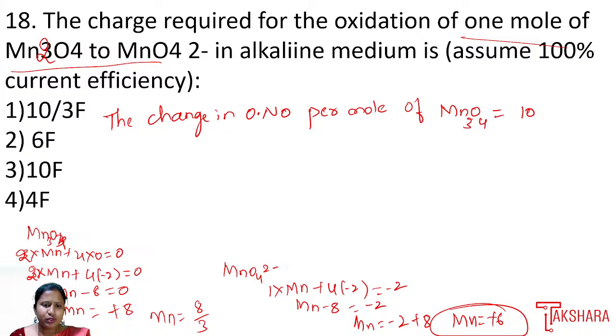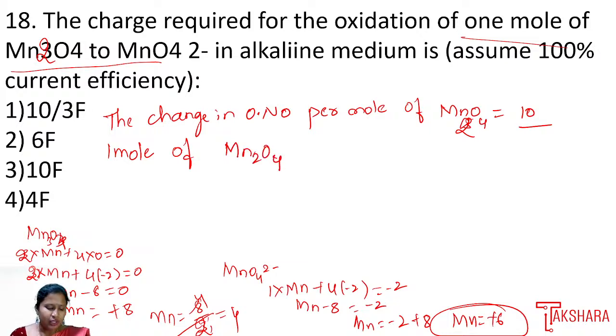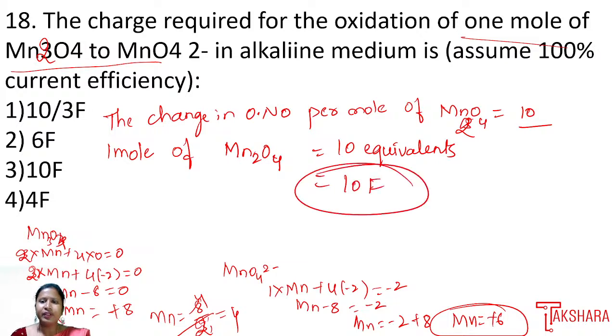Okay, so 8 by 4 is 2, 2 ones, 2 fours, so that is equal to plus 4. So here, the oxidation number changes for Mn2O4, per mole we are getting 10. Then 1 mole of Mn2O4 is equal to 10 equivalents. 10 equivalents are nothing but 10 Faraday. So we can write the answer as 10 Faraday.